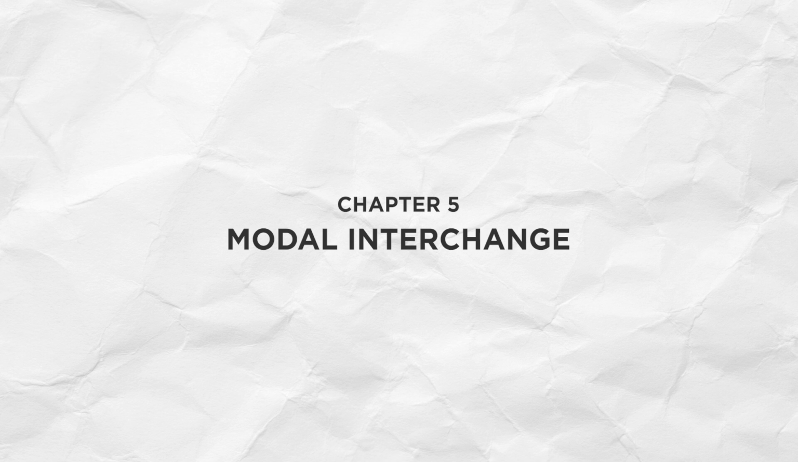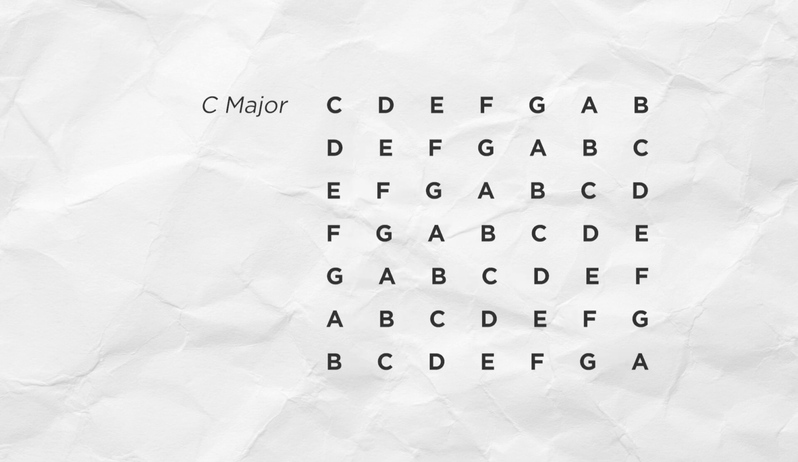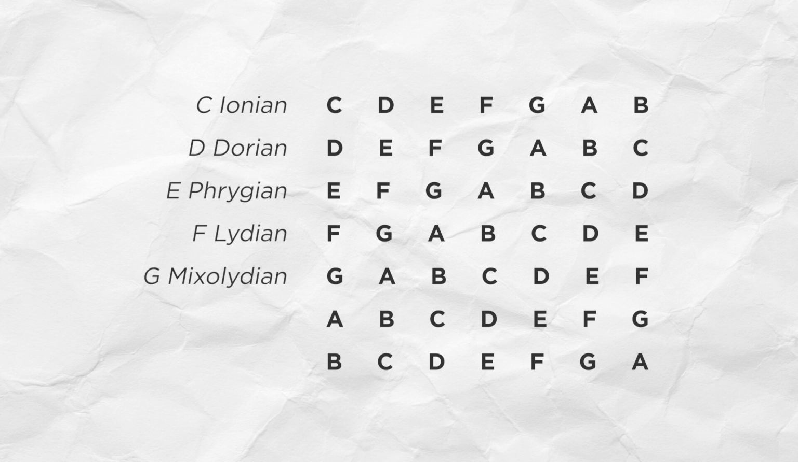That's when you borrow a chord from a parallel mode. So what is a mode? So for example, here we are in C major. Well, to make all the modes of the C major scale, you take exactly the same scale, but start it from each different note. The C major scale has 7 notes, so it has 7 modes: C Ionian, D Dorian, E Phrygian, F Lydian, G Mixolydian, A Aeolian, and B Locrian.